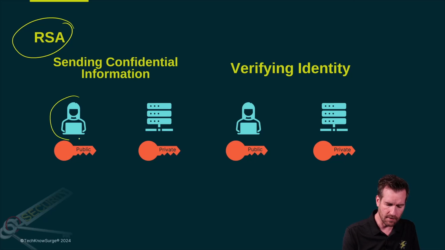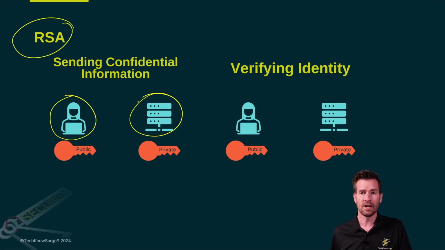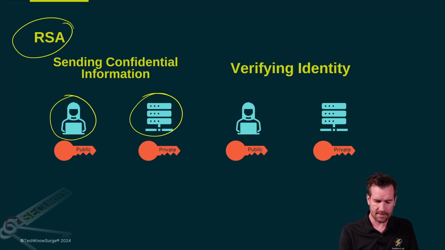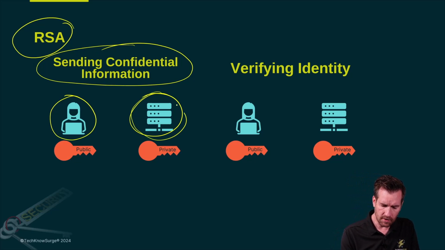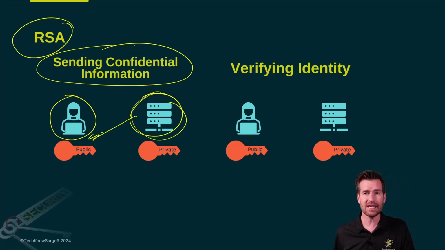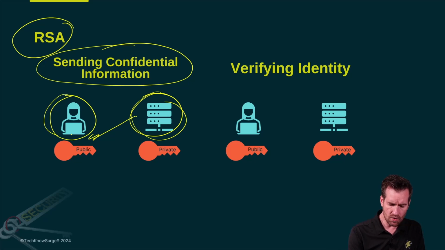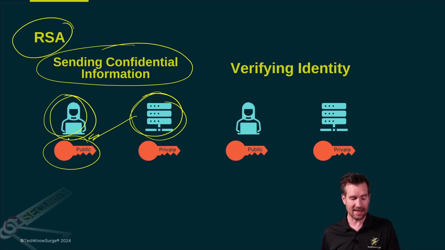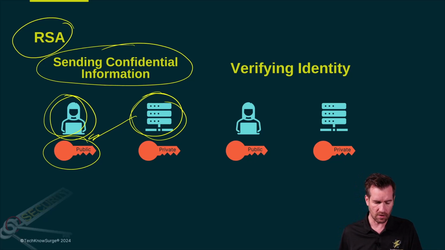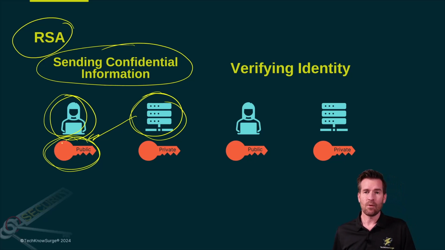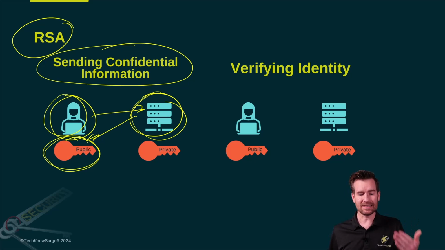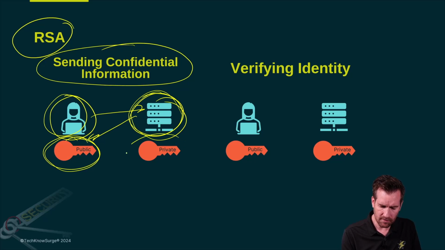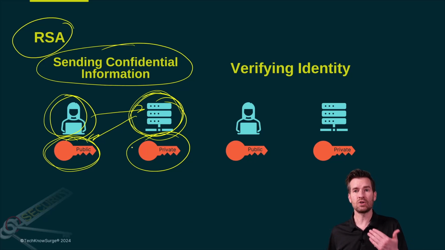Let's use an example of a user accessing a web server and see what we can do with this. First of all, if we want to send confidential information, this web server can give this user its public key. Now this user can encrypt something, for instance a shared key that is going to be used for encryption in the future, with this public key, and send it across the public network. No one else can decrypt it, and once it gets to the web server, the server can use the private key to decrypt it.